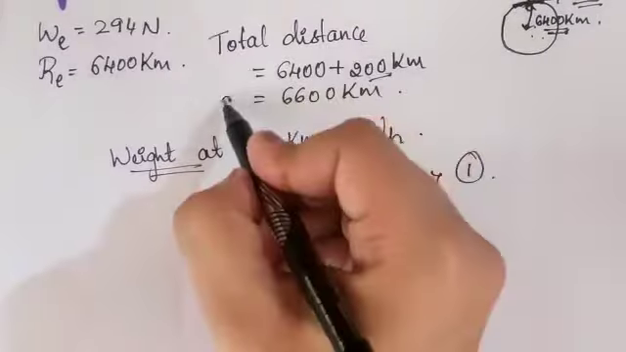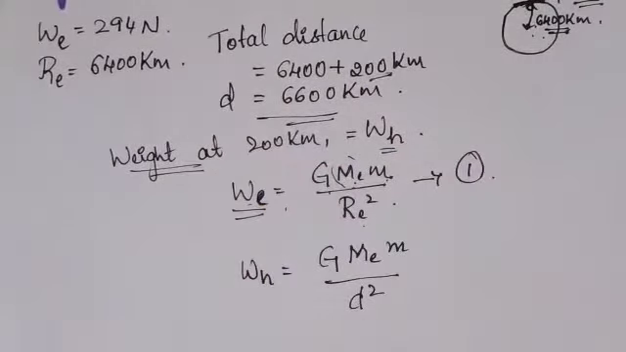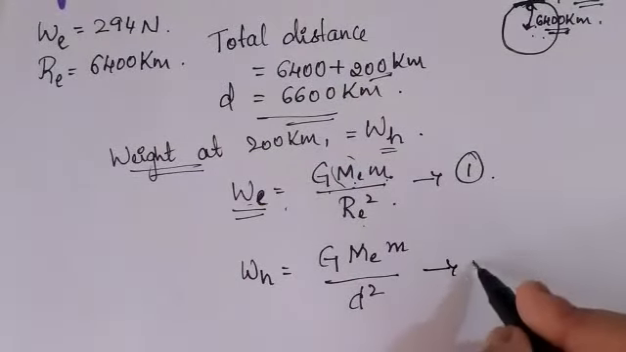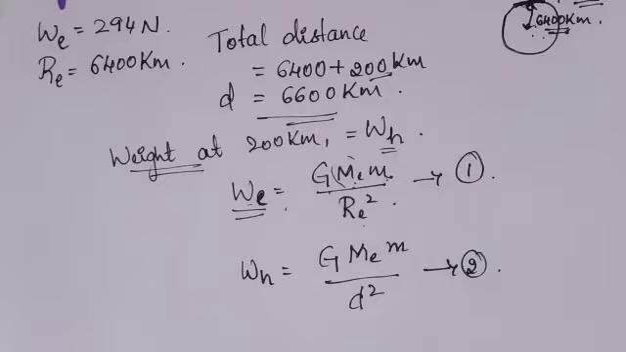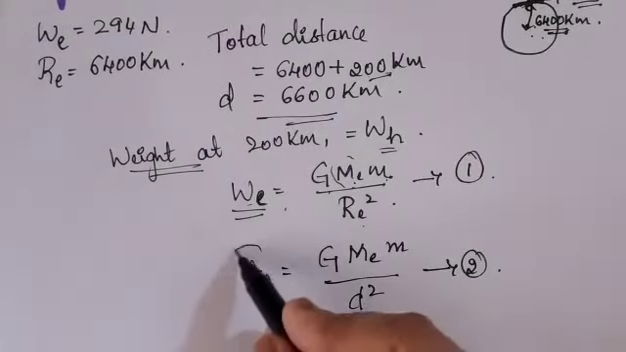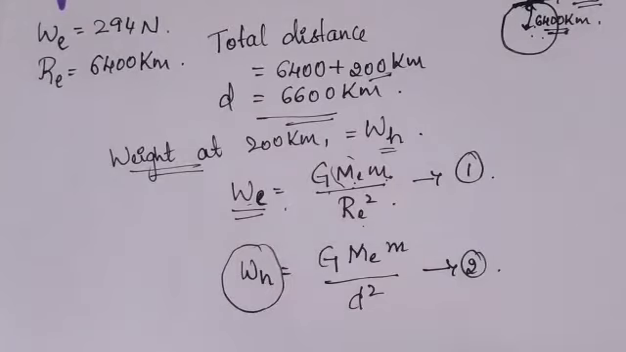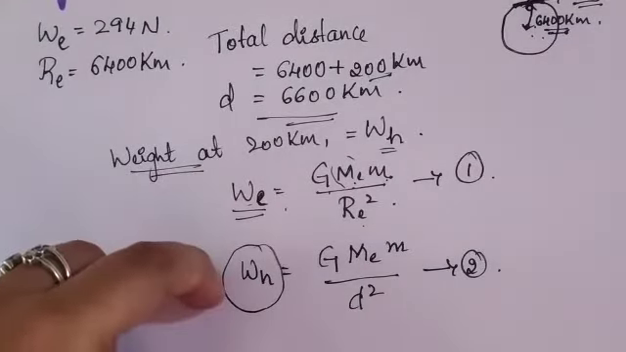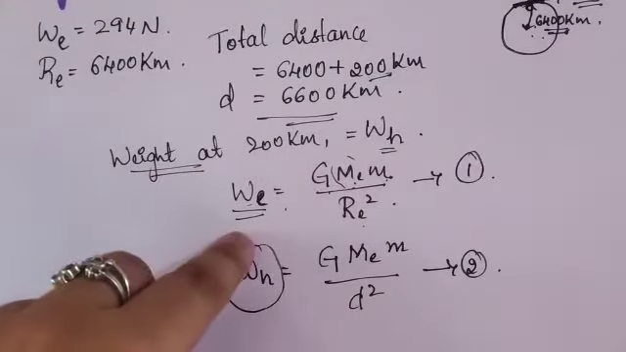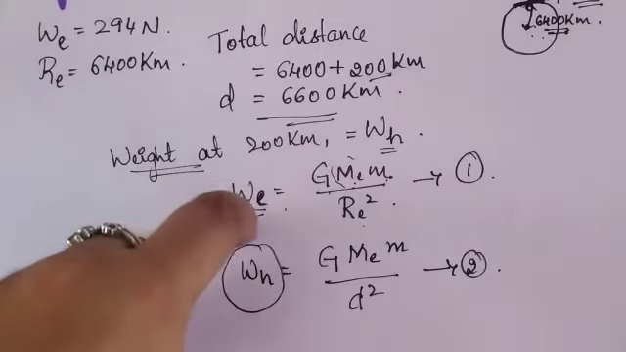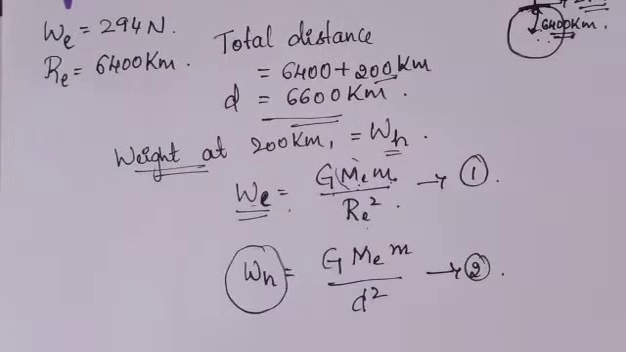So that is the D square here. Now let me take this as equation number 2. What we want here is this WH value. So if we divide WE by WH, then I'll get WH. Why? Because we have known the value of WE.